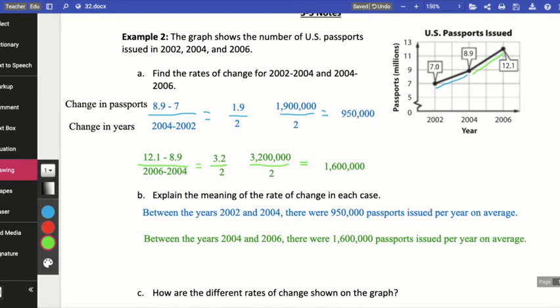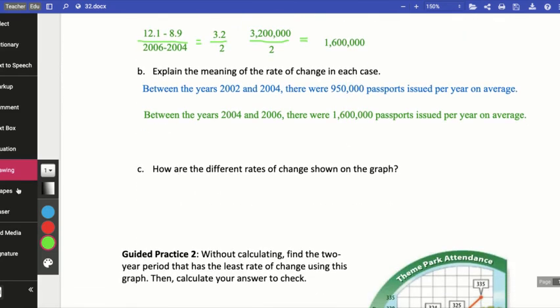While a smaller rate of change is a smaller slope. It's not as steep. This steeper slope shows that the rate that the passports were being issued was bigger. So pay close attention to which slope is steeper, and the steeper slope will be a greater rate of change. And we can type that for our response.